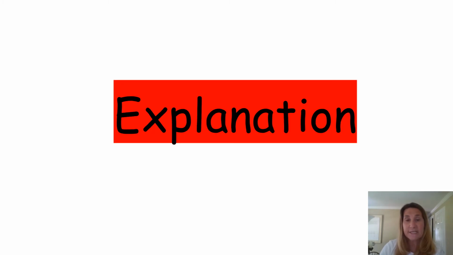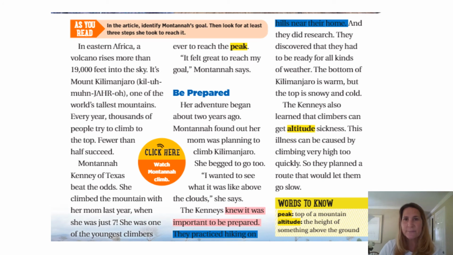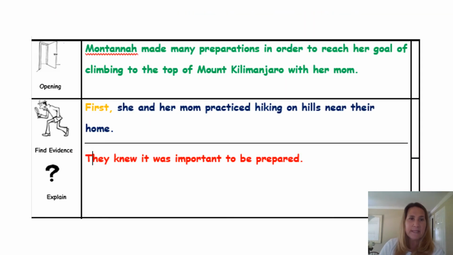My explanation, back into the article. So this was a little different because there wasn't really an explanation for hiking near their home. So we just took that they knew it was important to be prepared. This is how they prepared. So that is going to be my evidence, my explanation. They knew it was important to be prepared. So together this is, first, she and her mom practiced hiking on hills near their home. They knew it was important to be prepared.